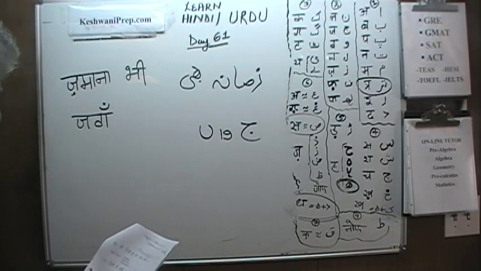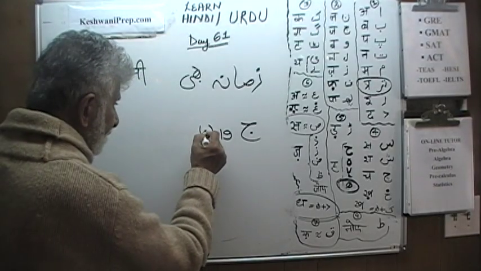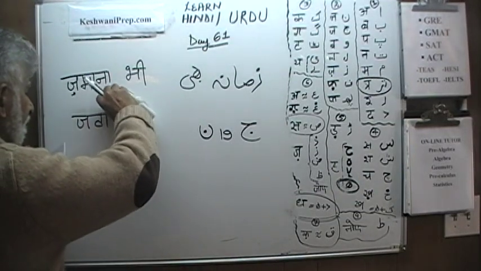Zamana bhi Jawan. There you go. Jawan. There is also a word called Jawan. You can also have Jawan. Jawan simply means young man.